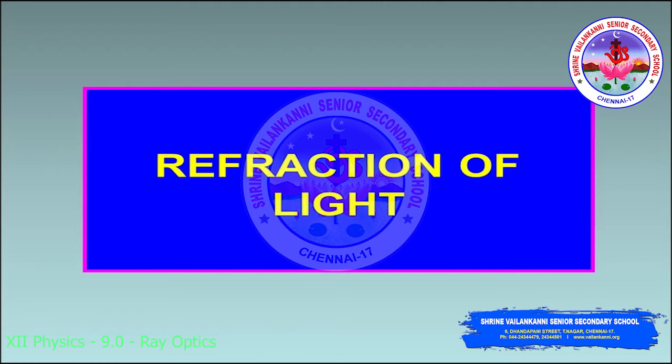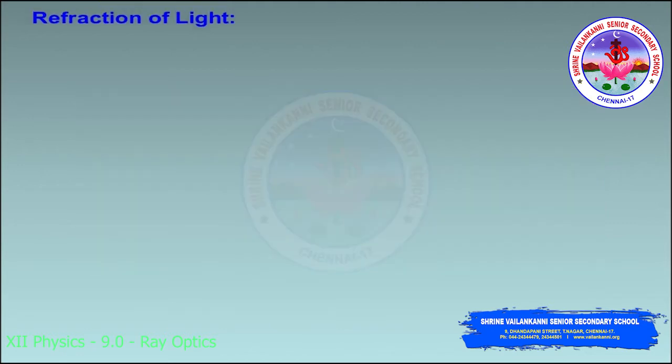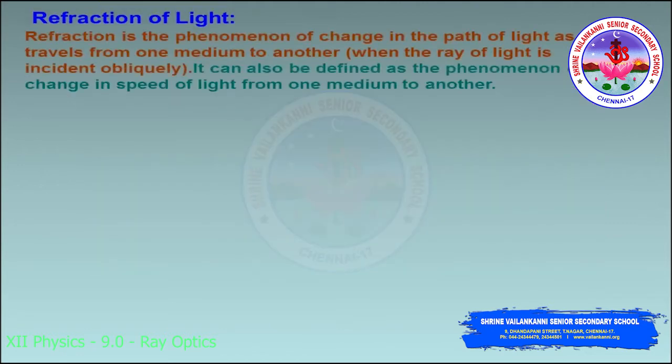We can say it is a bending of light from its straight path when it passes, maybe obliquely, from one transparent medium to another. Now we can say the refraction of light is the phenomenon of change in the path, that means the direction of the light ray gets changed as it travels from one medium to another, right? So we can say it is the phenomenon of change in speed of light from one medium to another.